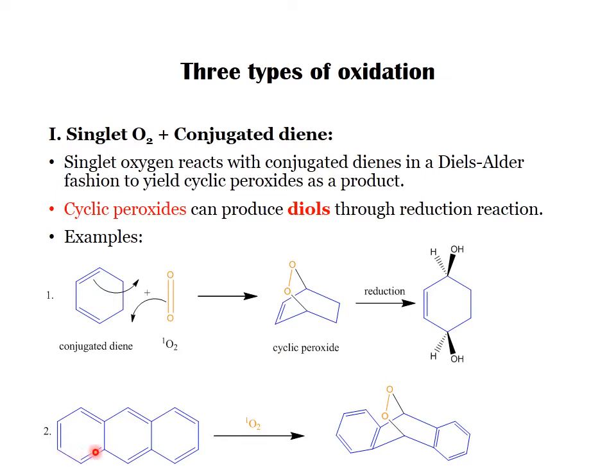If you look at the second reaction, this is also a conjugated diene, but the substrate is anthracene. So when you react your anthracene with excited state oxygen, this oxygen will go and interact with this ring in the same fashion, 4+2 addition reaction, and it will form a peroxy linkage between this carbon and this carbon. So you'll get the corresponding peroxy compound. If you do reduction of this substrate, this one also will give the corresponding diol.